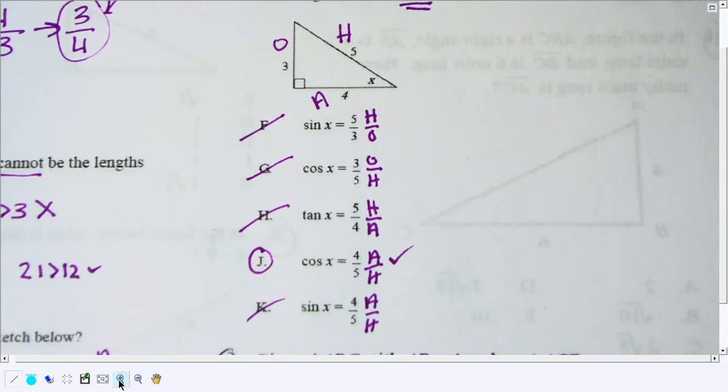So again, all you're doing here is just looking at the fractions and seeing which one is actually set up correctly. So as far as the trig is concerned on the ACT, it's really not that bad. It's just a lot of remembering the equations for trig and SOHCAHTOA.